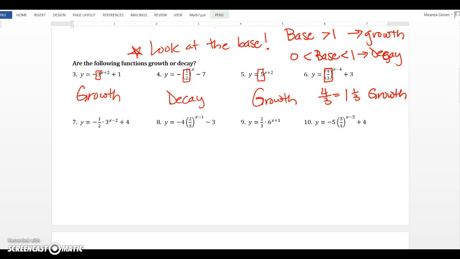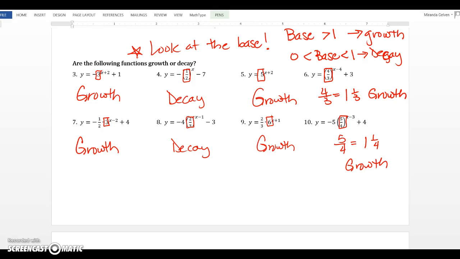Alright, I want you to pause the video. I want you to try 7, 8, 9, and 10, and then check your answers and see how you did. Okay, how did you do? Check your work. Looking again just at the bases, I've got 3, so growth, 2/3, so decay, 6, so growth, and remember 5/4 is 1 1/4, so that makes this one growth.